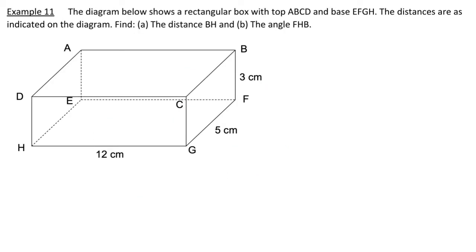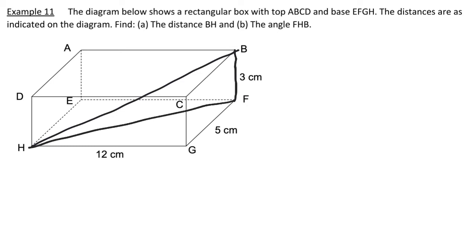Example 11. The diagram below shows a box with the top ABCD and the base EFGH. The distances are located on the diagram. Find the distance BH. So BH is the diagonal running right from the bottom corner to the top. To do that, we'll form the right angle triangle through F and then back through again. So HF is perpendicular to FB. Now we know the height BF, we need to work out the length HF first of all.